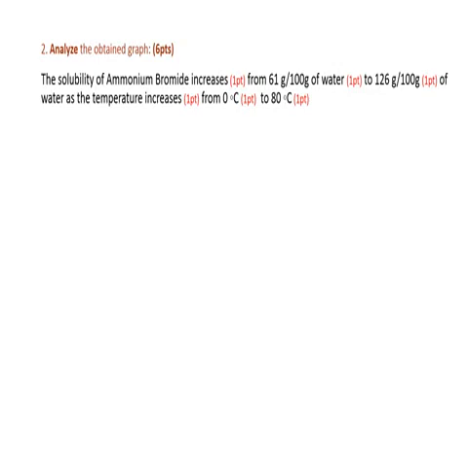The solubility of ammonium bromide increases from 61 gram per 100 gram of water, this is the first value, to 126 grams per 100 gram of water, as the temperature increases from 0 degrees Celsius to 80 degrees Celsius. On the variations, on the words increase, decrease, or remains constant, you will take 1 point. On each value, you will take also 1 point. So the whole part, you will take 6 points if it is all correct.